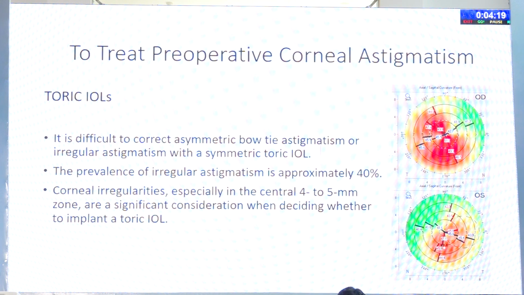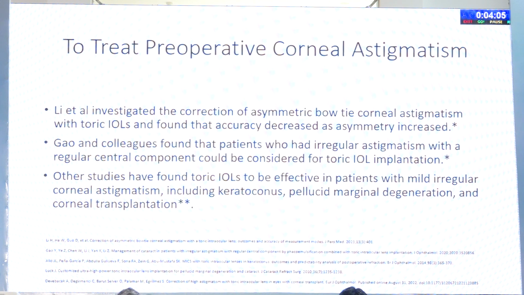With toric IOLs, it's difficult to correct asymmetric bow tie patterns, so you need to know whether the cornea is regular or irregular. Remember, the prevalence of irregular astigmatism is approximately 40%, and this can be picked up only by a topography. There is scientific evidence which says that if an asymmetric bow tie is corrected with a toric IOL, the greater the asymmetry, the poorer your outcome will be.